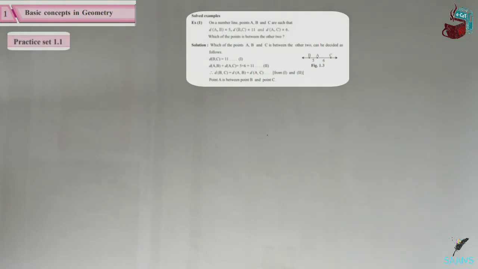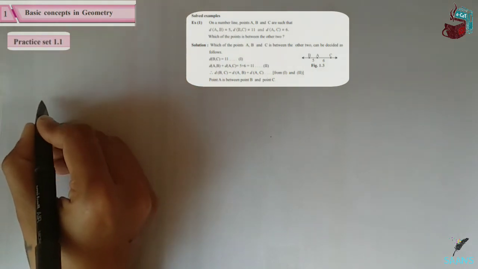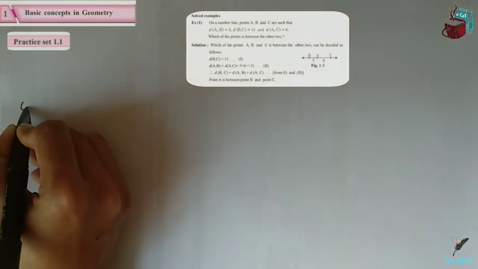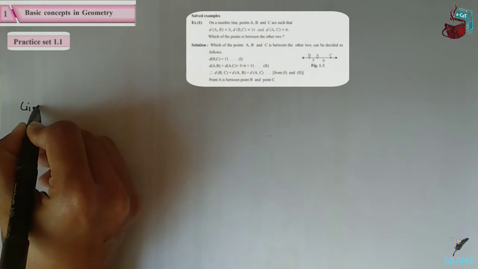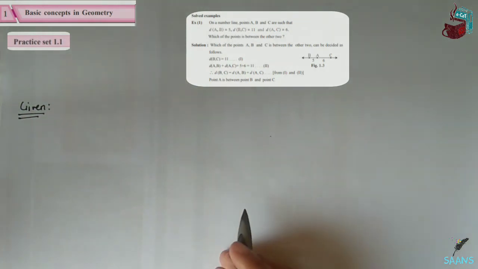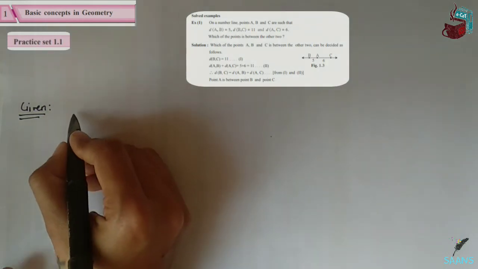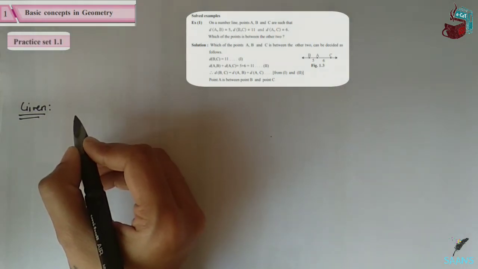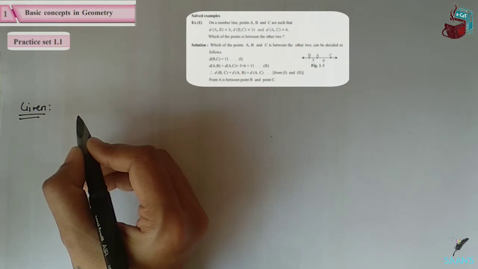Now I'll draw the figure for this sum, so let's see. Okay, जैसे मैंने हमेशा बोला था गिवन लिखना इंपॉर्टेंट होता है. गिवन में आप डायग्राम ड्रॉ करो या आप इंफॉर्मेशन लिखो, that is up to you. ओके, so on a number line A, B and C are such that, now let me see.